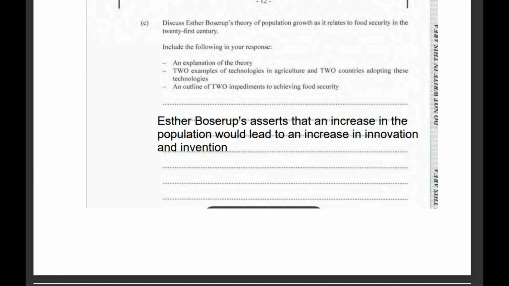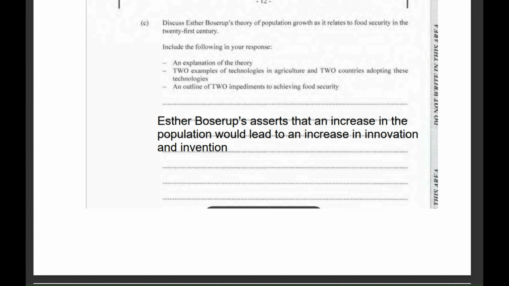She believes that the more the population grows, the more things will be put in place to address the population growth. So population growth will stimulate changes in the agricultural system, and it will lead to different technologies being implemented in agriculture.